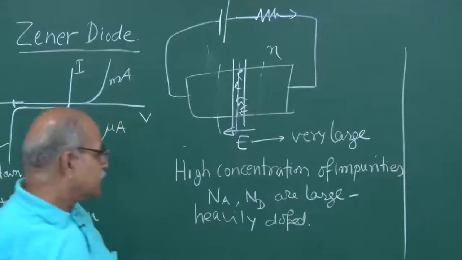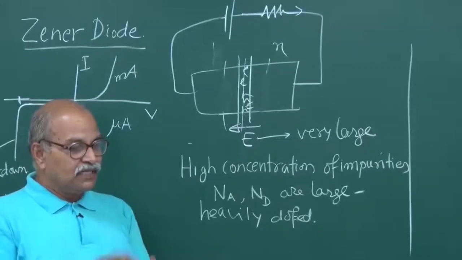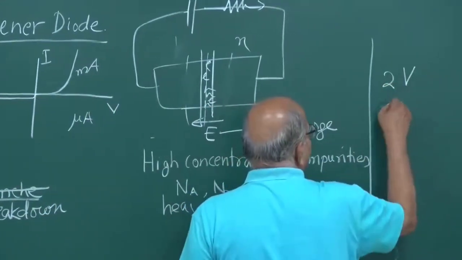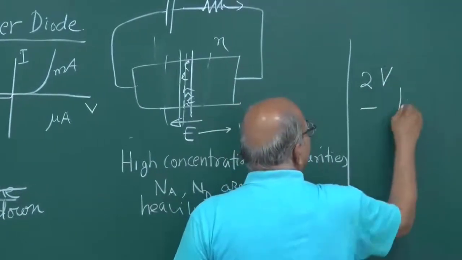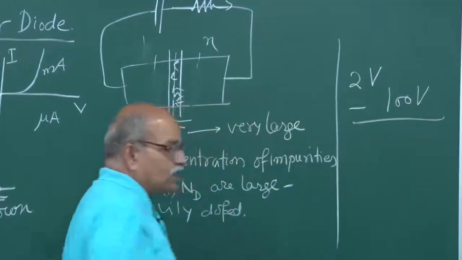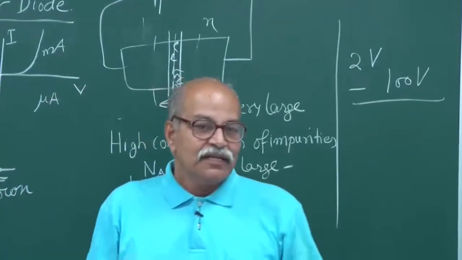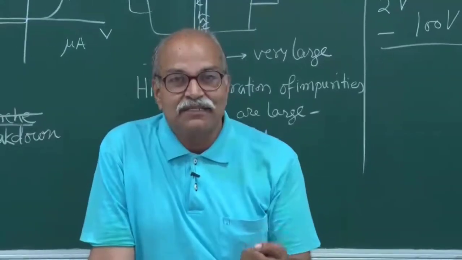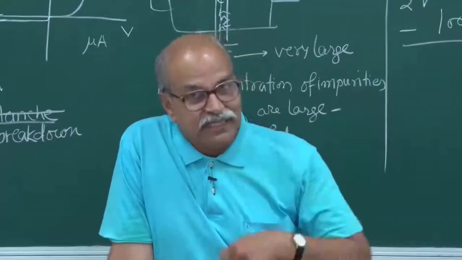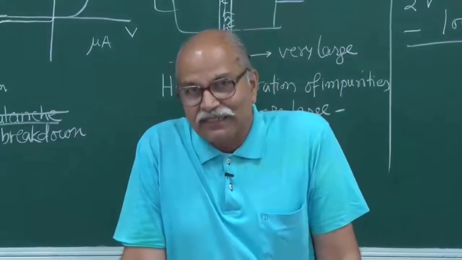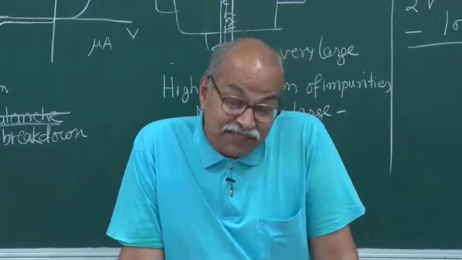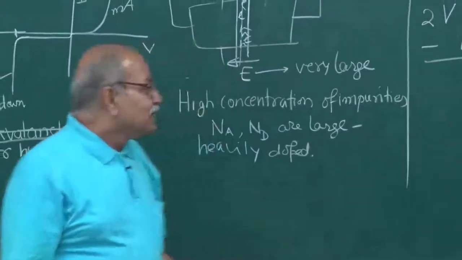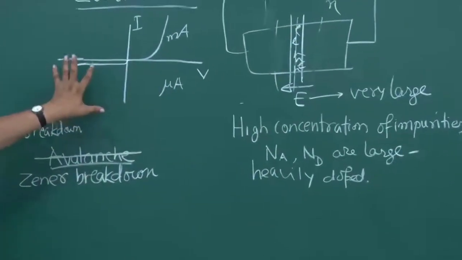Normally by adjusting this NA, ND and the width of the depletion region, etc., you can make this for say 2 volts to some 100 volts or so, anything you like. You want a Zener which should break down at 18 volts, yes, one can create that. A Zener which breaks down at 8 volts, yes, you can do that. 24 volts, yes, you can do that. 100 volts, yes, you can do that. So it is under control. So this is the kind of situation for Zener diode.